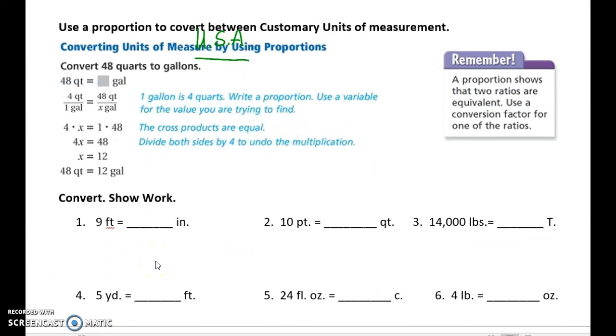Okay, so let's come down here. You're going to notice that I'm going to convert units of measure by using proportions. Raise your hand if you've done proportions before. I should see all hands right now. Because in the last chapter, we just did proportions. Remember those two equivalent ratios? Yeah. Okay, over here it reminds you. A proportion shows that two ratios are equivalent. So I'm all about making the sides equal. We're going to use a conversion factor for one of the ratios. And those conversion factors are the ones that are up in that box. Okay? All right, so let's go down and start practicing.